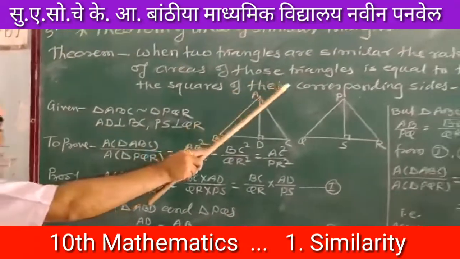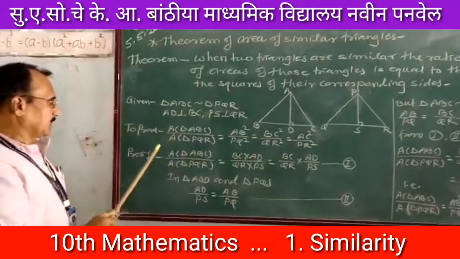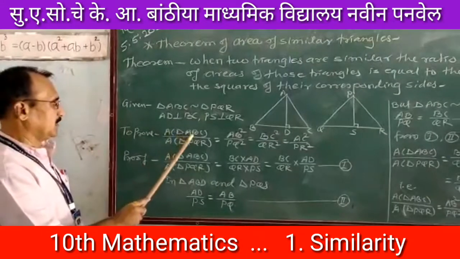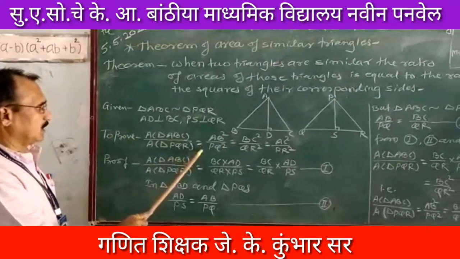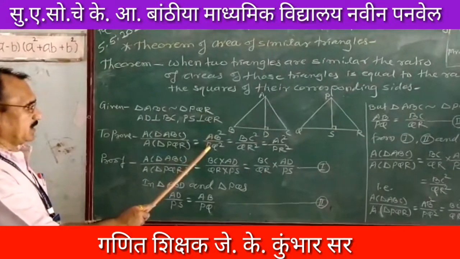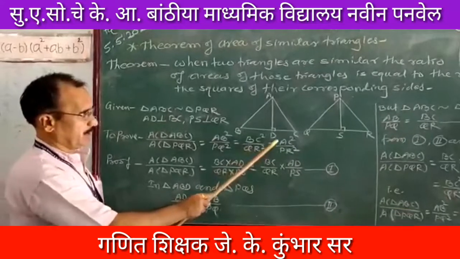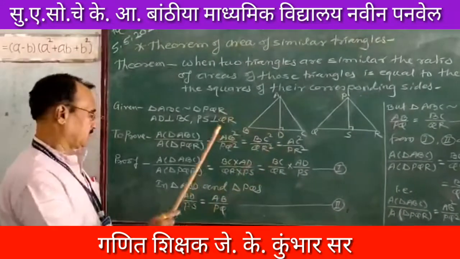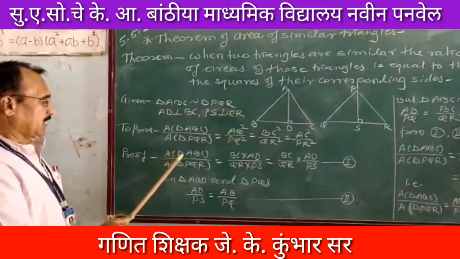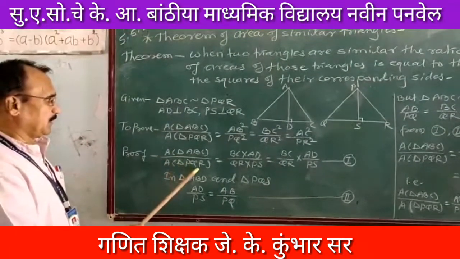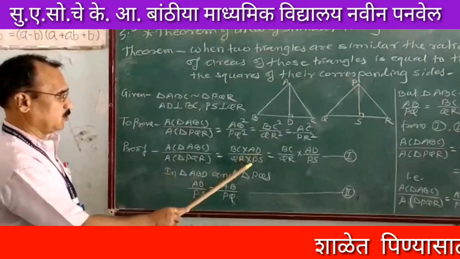This is the last half of the statement of the theorem, means area of triangle ABC divided by area of triangle PQR is equal to AB square upon PQ square is equal to BC square upon QR square is equal to AC square upon PR square. Here we have to write the proof. Area of triangle ABC upon area of triangle PQR is equal to BC into AD upon QR into PS.